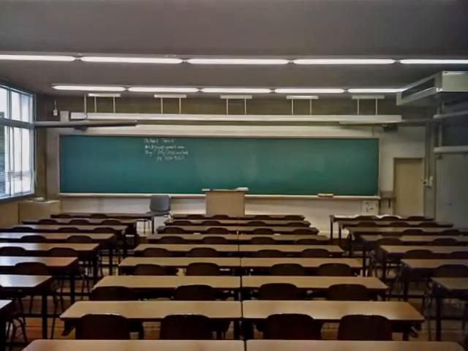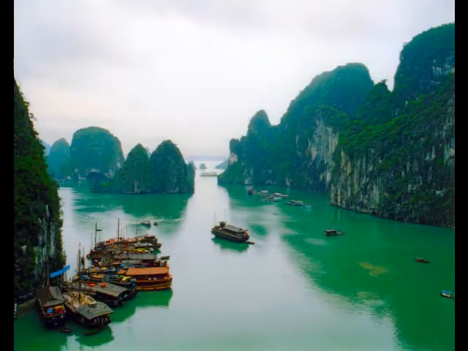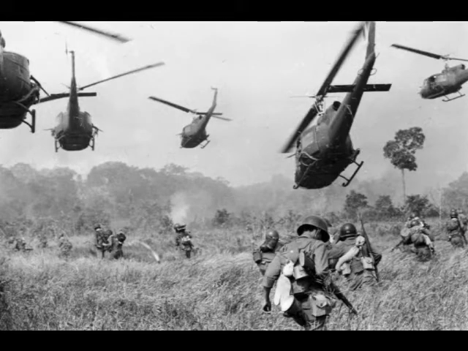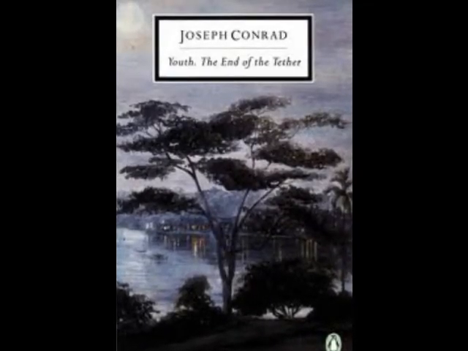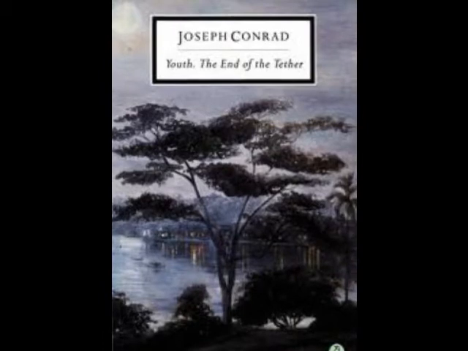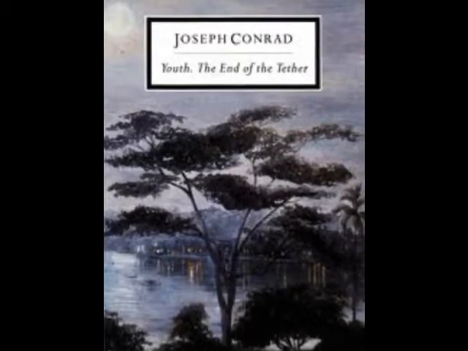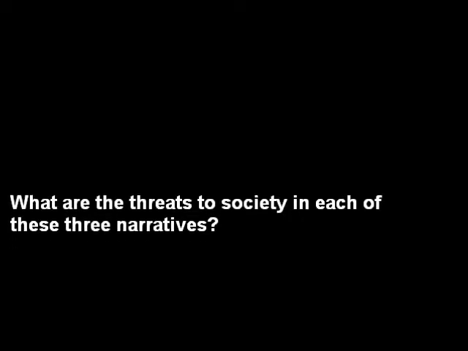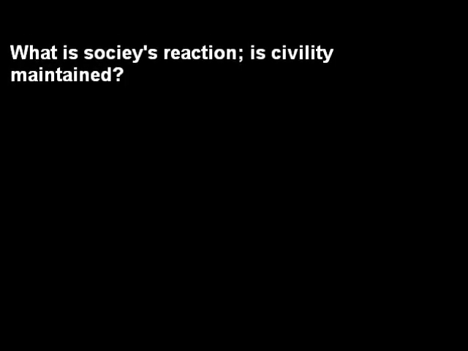After a brief open discussion in which students will share their answers, I will show another clip from the movie Apocalypse Now, which demonstrates another portrayal of apocalypse in the very real context of the Vietnam War. We will connect this apocalyptic portrayal to The Walking Dead and discuss the parallels of the film to the novel. Our discussion will be centered around two main questions concerning each of the apocalyptic narratives, The Walking Dead, Apocalypse Now, and Heart of Darkness. 1. What are the threats to society in each of these three narratives? And 2. What is society's reaction to these threats? Is civility maintained?